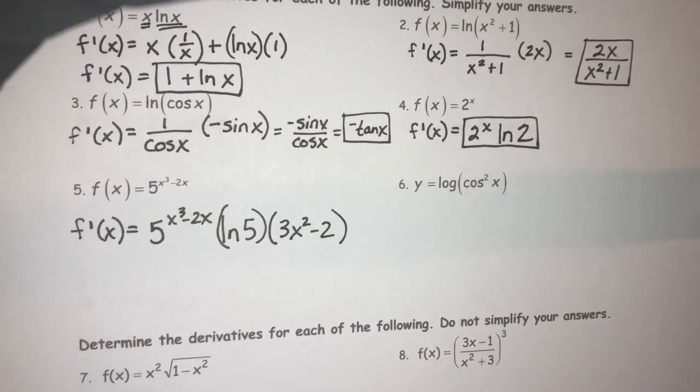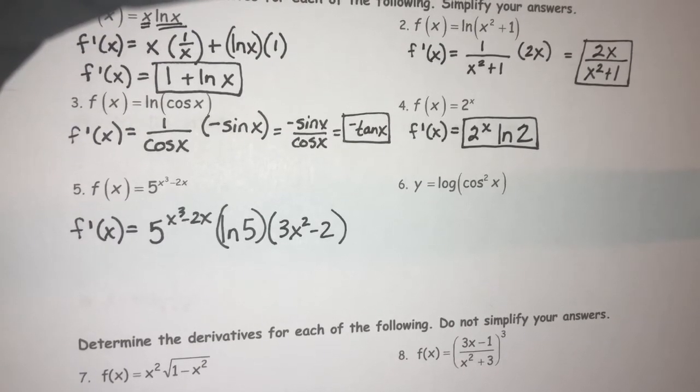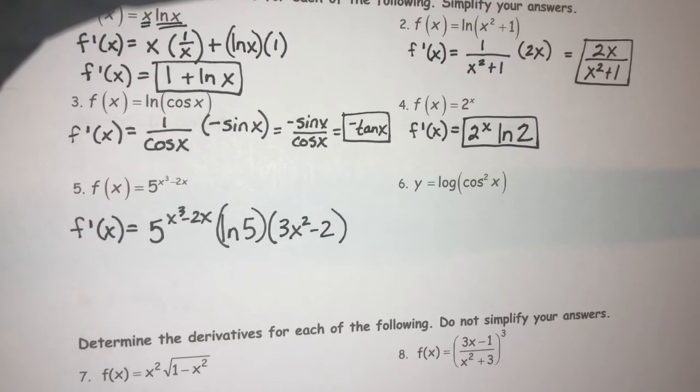And that can't be simplified really any further. It wouldn't really benefit us any to distribute that natural log of 5. It's probably most simplified as it's written in its factored form.